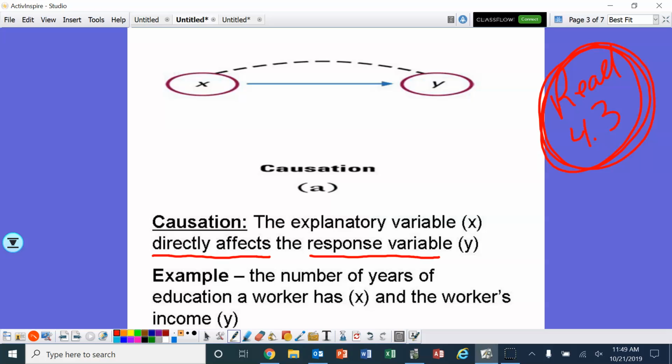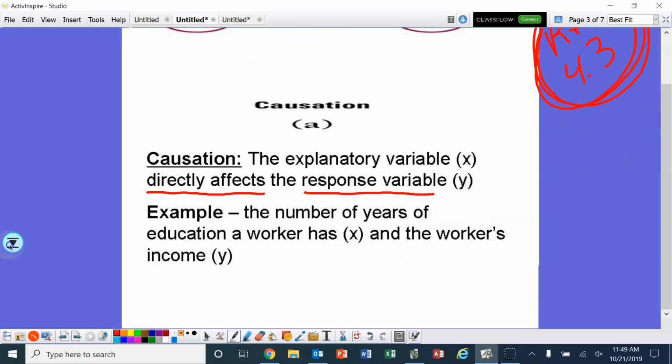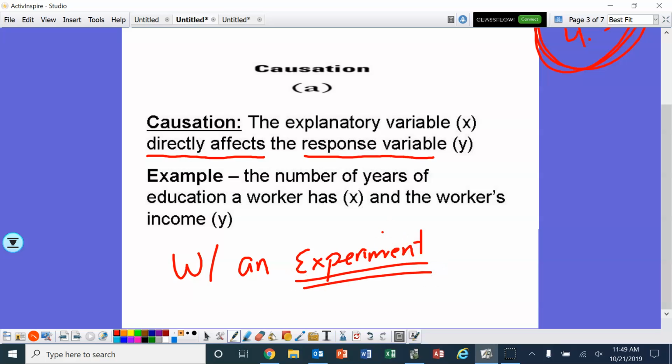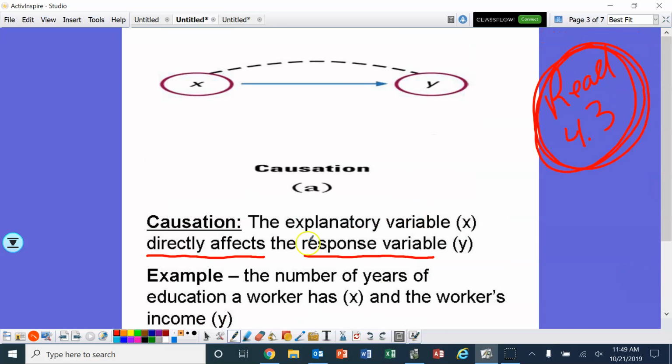Now, the best way to establish causation, however, is with an experiment. That is the best way to establish causation. However, we're not quite there yet. That will be Chapter 5. All right? So that's causation.